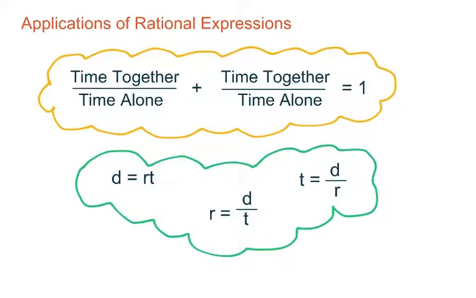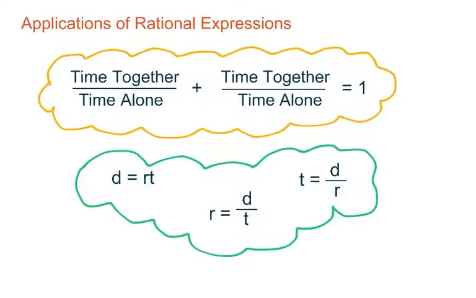Okay, this is just a little bit about the applications of rational expressions. The two applications that we're going to be concerned with will be the time together, time alone kind of application. So here's the big formula for that kind of idea. Time together over time alone, added with time together over time alone equals one whole job done.